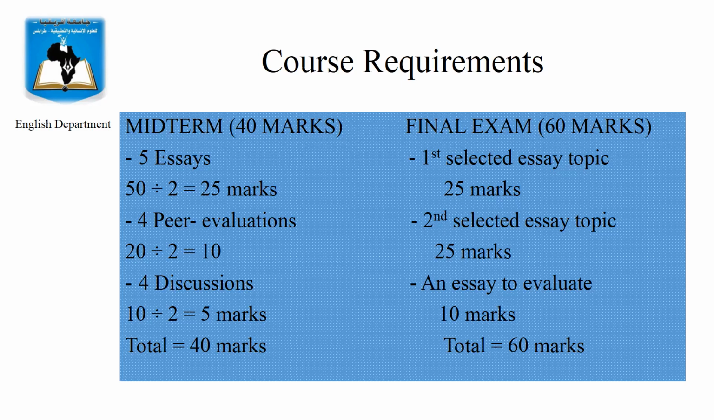There's 20 marks for 4 peer evaluations, and it's divided by 2 to get 10 marks. And there are 4 discussions, and these discussions will be about the essays and the peer evaluations, and its total mark is 10 divided by 2 to get 5 marks. So the total of 25, 10 and 5 is 40.